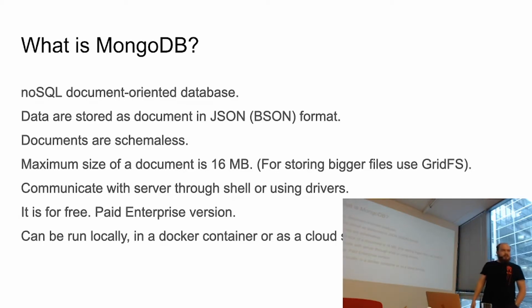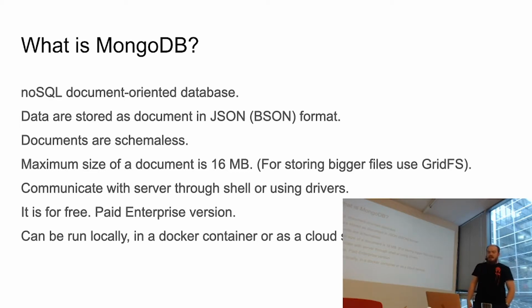I guess most of you have some knowledge of databases, probably mostly relational databases, some SQL databases. But MongoDB is completely different. It's a NoSQL document-oriented database, which means that the data are stored in documents, and the document is in JSON format. In the file system, it's stored in the BSON format, which is like the JSON-only binary form.